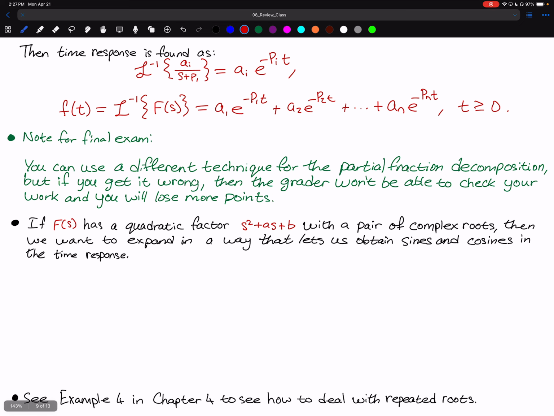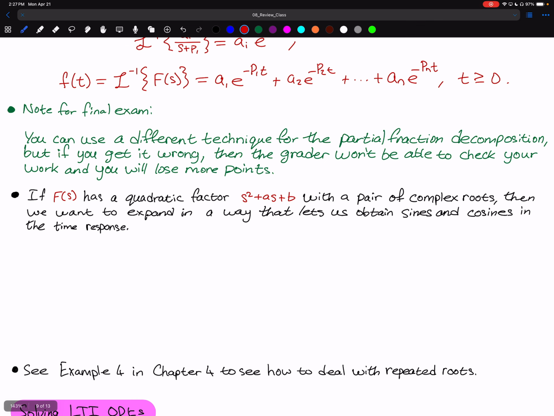All right, so if F of s has a quadratic factor, such as s squared plus a times s plus b, with complex pair roots specifically, then we're going to want to expand this in a way that lets us obtain sines and cosines in the time response.